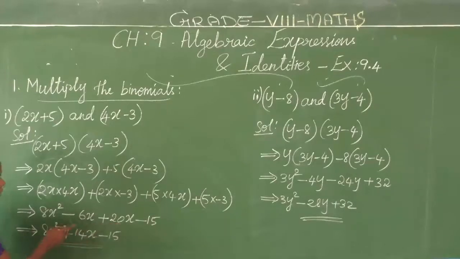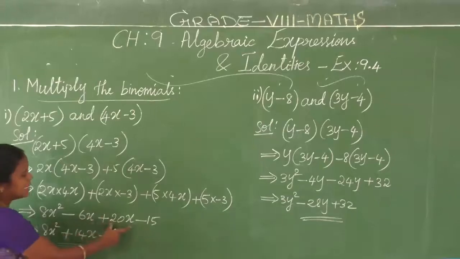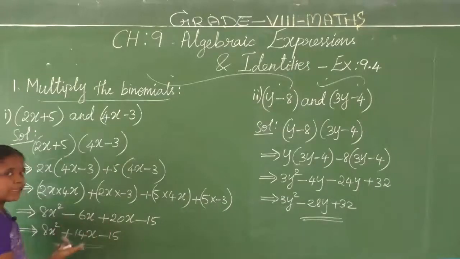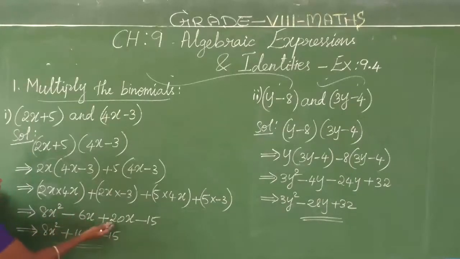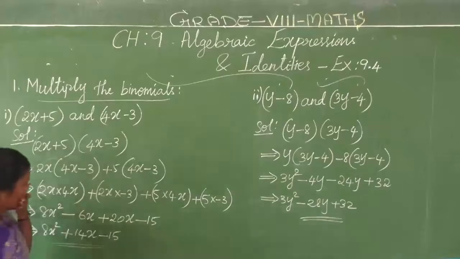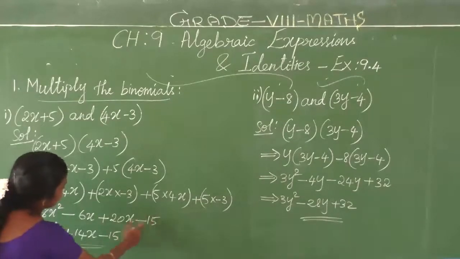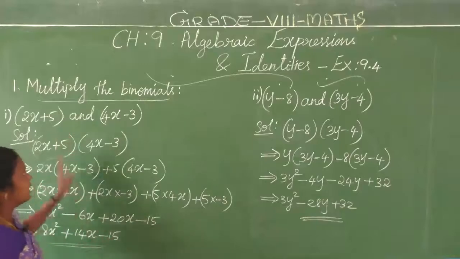Here, like terms again we have to simplify. 8x square is the only term with variable x square. There is no pair, so as it is, I have taken it down. But here, minus 6x and plus 20x are like terms, so we can combine and simplify them. Which is bigger integer wise? Plus 20 is bigger, so subtract them. 20 minus 6 is 14. Apply the bigger number's sign, so plus 14x. The constant term is minus 15. That's all. This is the way of multiplying two binomials.